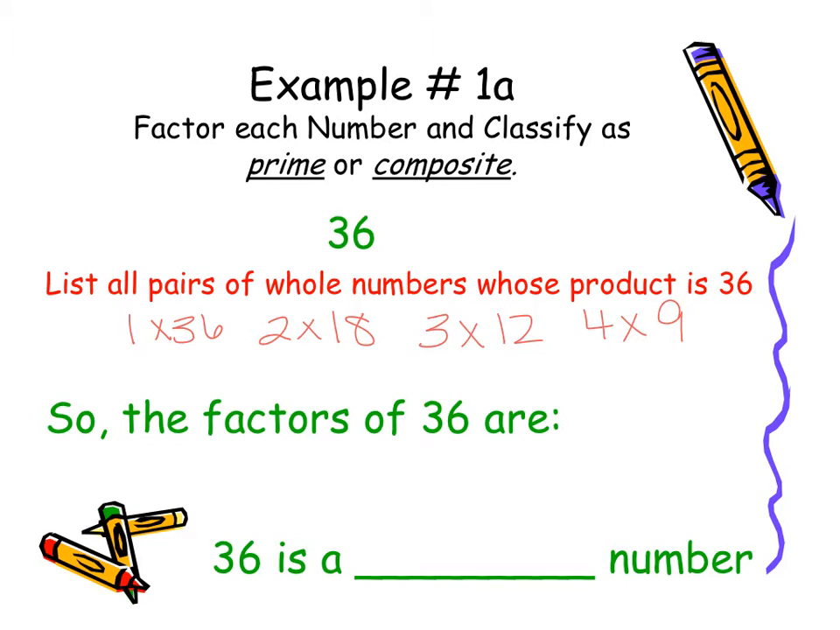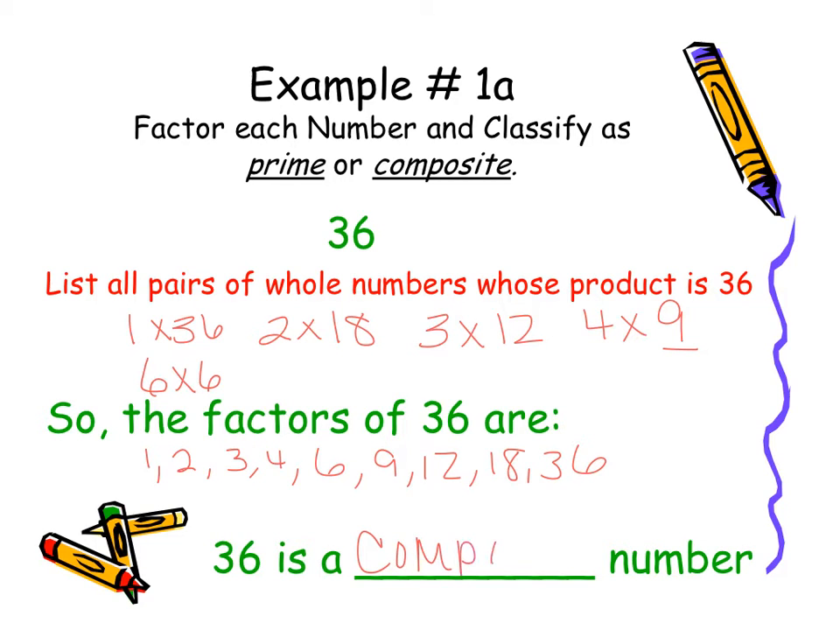Let's see, 5 doesn't go into it. And finally, 6 times 6. 7 doesn't go into it, 8 doesn't go into it, and then we get back to 9. Once the numbers start repeating, you've got all your factors. So these are the numbers 1, 2, 3, 4, 6, 9, 12, 18, and 36. Those are all the factors of 36. Since it's more than just 2 numbers, which is basically 1 and itself, 36 is a composite number.